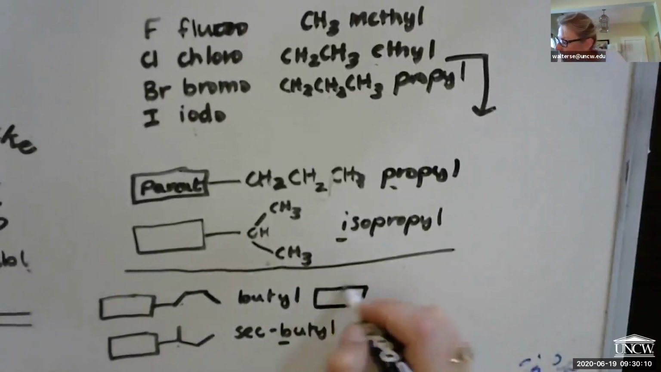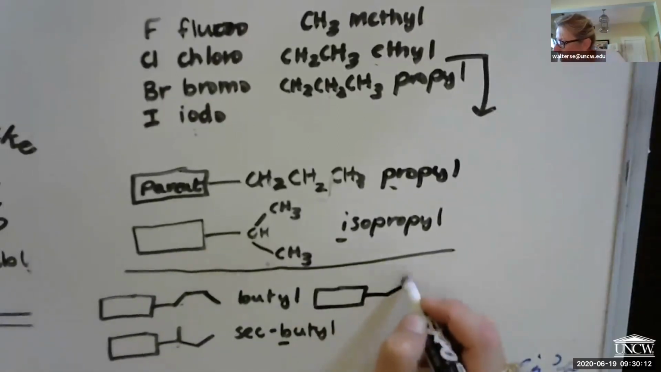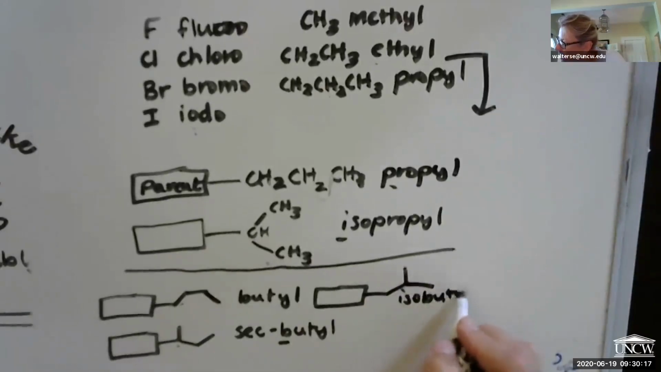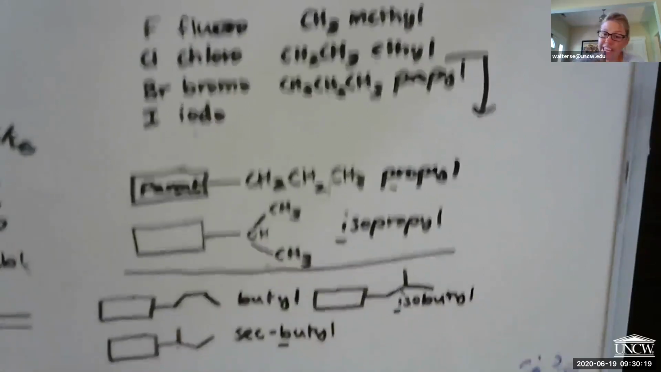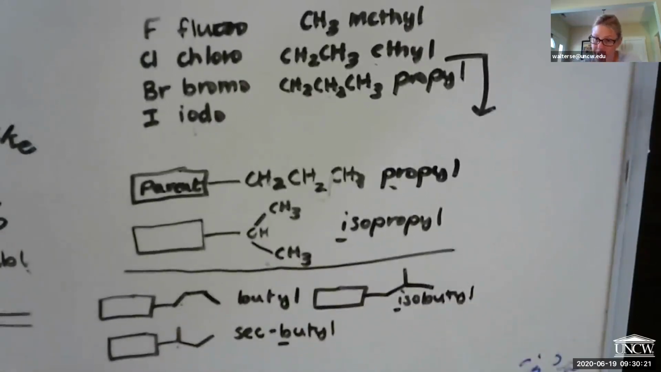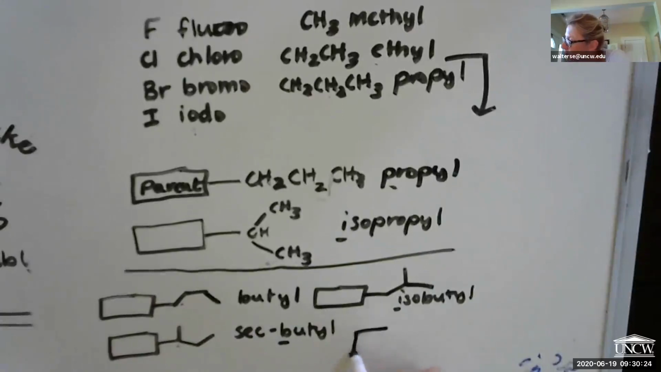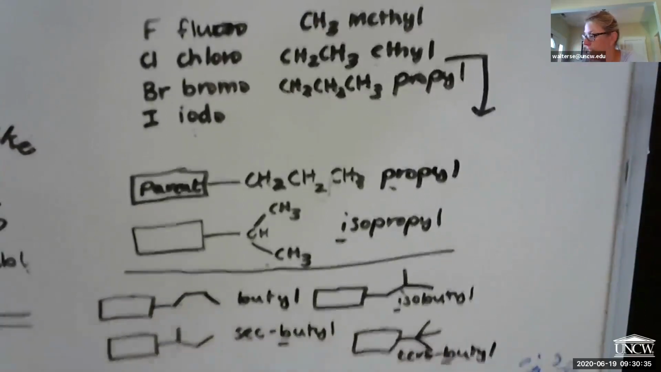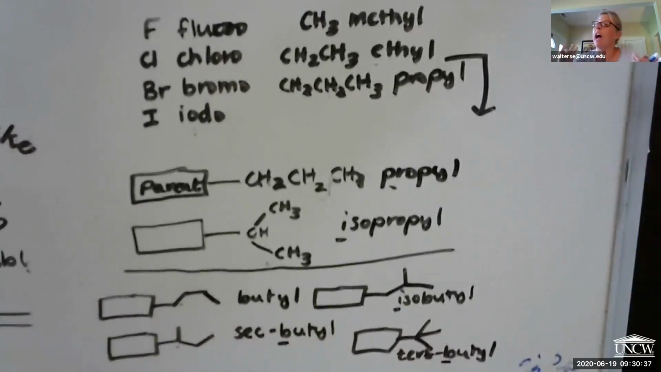Then you have this one, which is isobutyl, alphabetized by the I, because iso is not referring to a number. And then you have the chicken foot one, which is called a tert-butyl. And the tert is referring to a number, so you alphabetize by the B. These are, I'm sorry, I know it's ridiculous. We all just have to follow the rules.